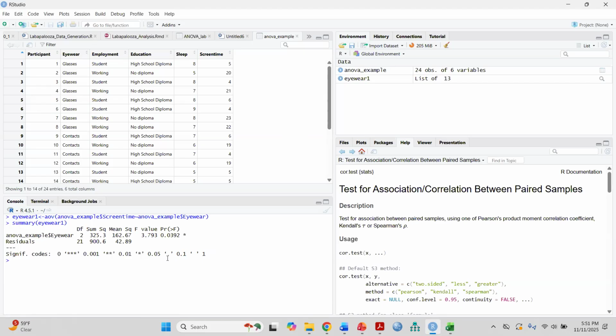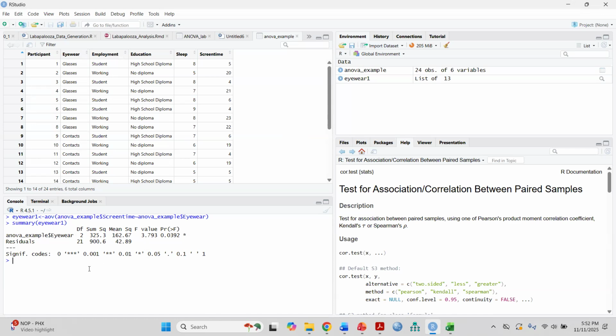But what does that mean? So we know that overall, what this means is there is some kind of difference in screen time between the groups: glasses, contacts, or neither. But this omnibus one-way ANOVA, the omnibus test, is what gives us this F and p-value. It's significant, but it doesn't tell us how. It doesn't tell us exactly which of these groups, the group means of screen time, differ from each other. So we have to dig a little bit deeper.